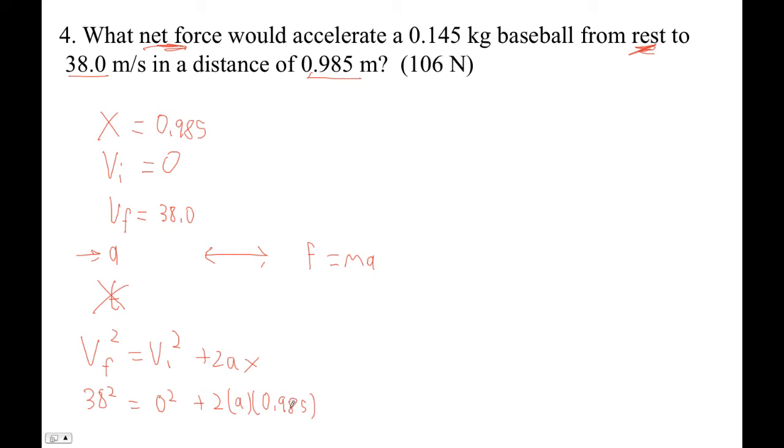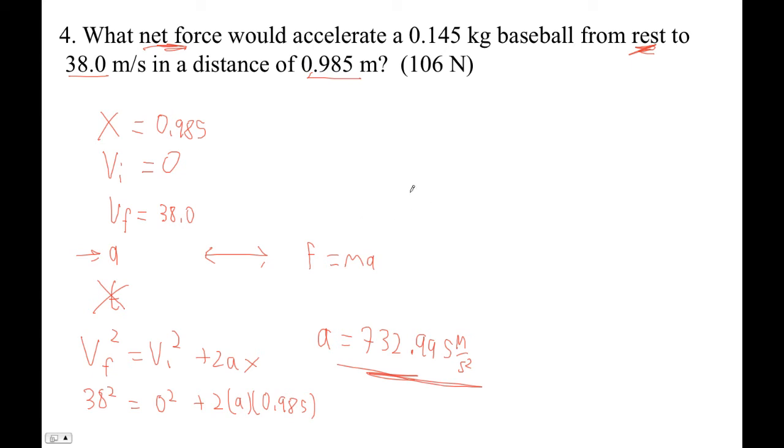And I get, wow, that's a lot of acceleration. Is that right? Wow, that is. Okay, so my acceleration is 732.995 meters per second squared. I'm almost done. Normally we'd be done, but we're not done yet, right?